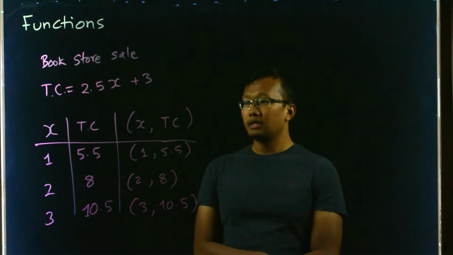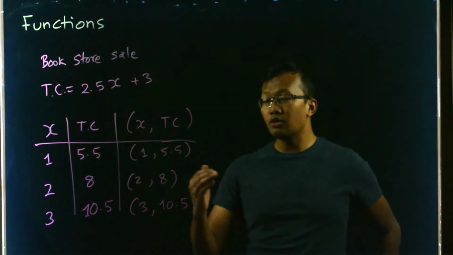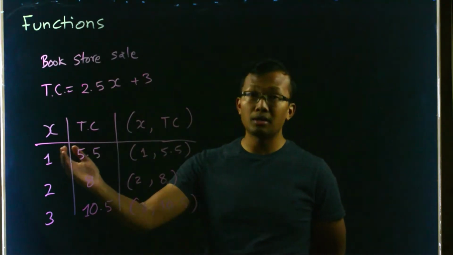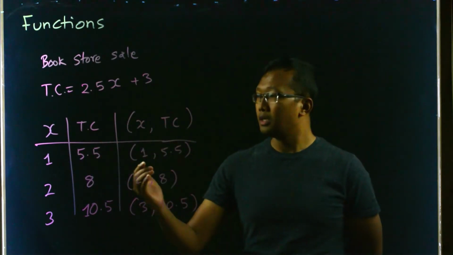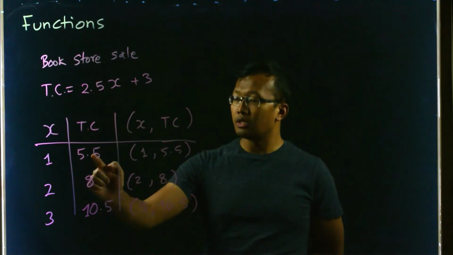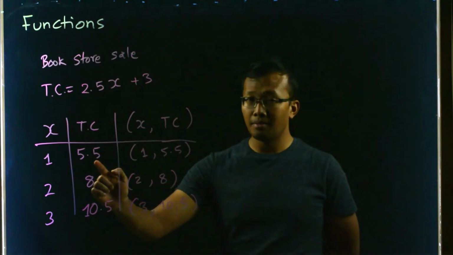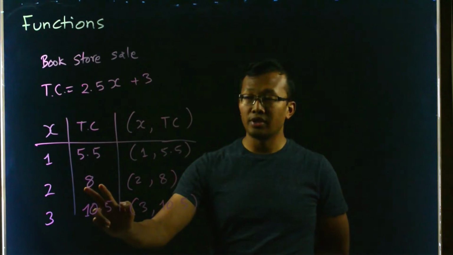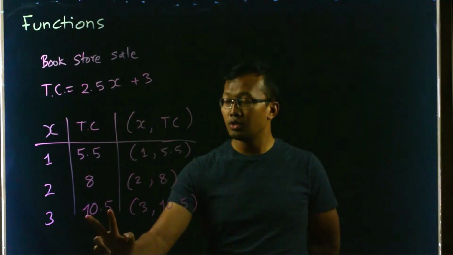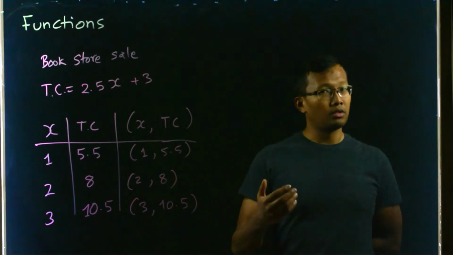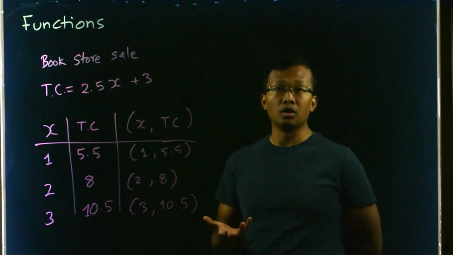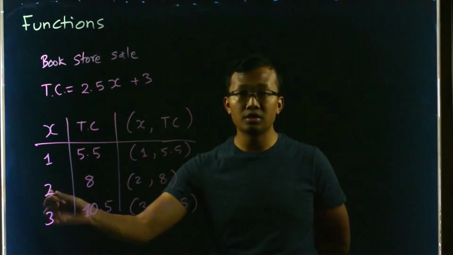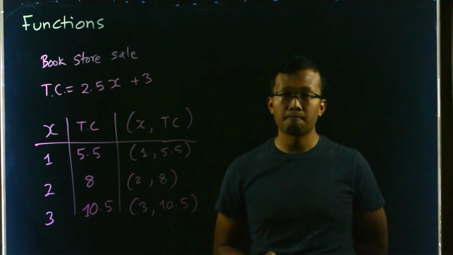Now here we can see the correspondence between the number of books and the total cost. If we have 1 book, then it corresponds to 5.5, the total cost. 2 books corresponds to 8. 3 books corresponds to 10.5. So the correspondence is a rule or the relation between the number of books and the total cost.